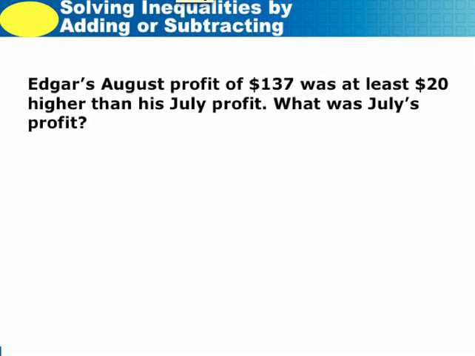So before, when we did our one-step and two-step equation word problems, we took the word problem, we broke it down into what we know, what we don't know, and then we created an equation out of that situation. With inequalities, it's the same process. So let's take a look at this problem. Edgar's August profit of $137, so that seems like something important, was at least $20 higher than his July profit. What was his July profit? So we know that the thing we're looking for, which we're going to use a variable for, let's call it x, equals July profit.